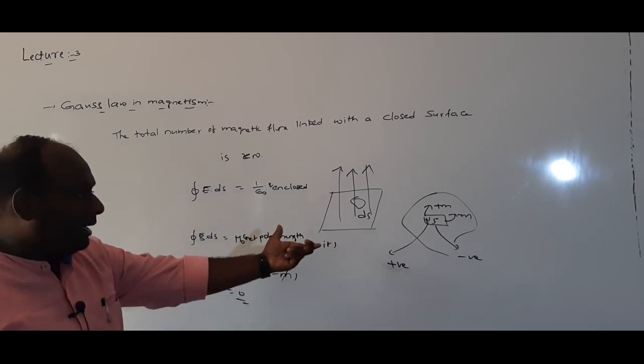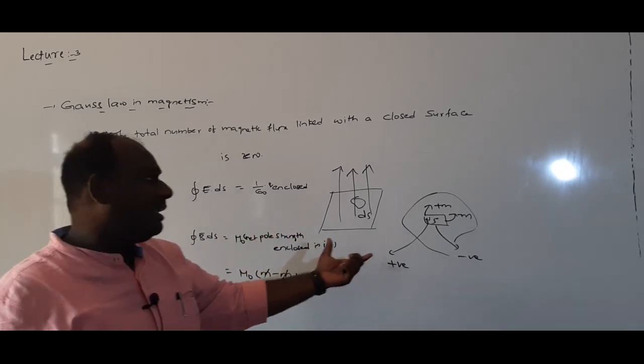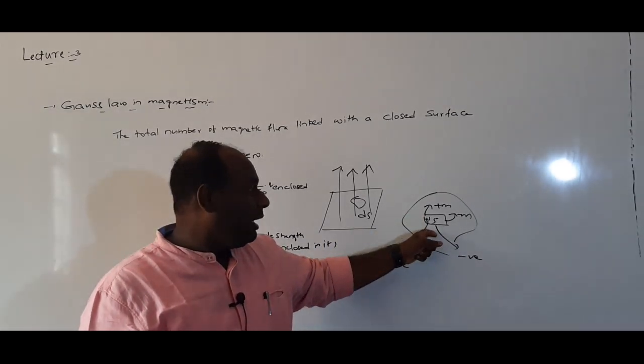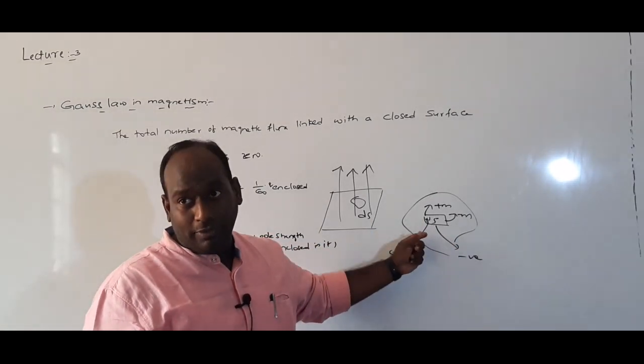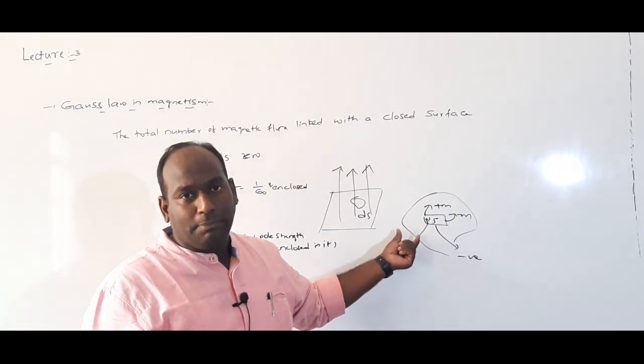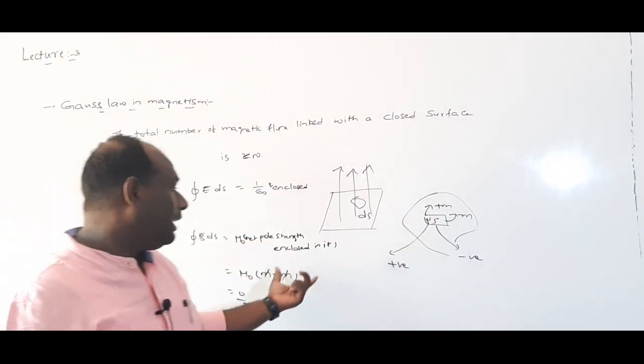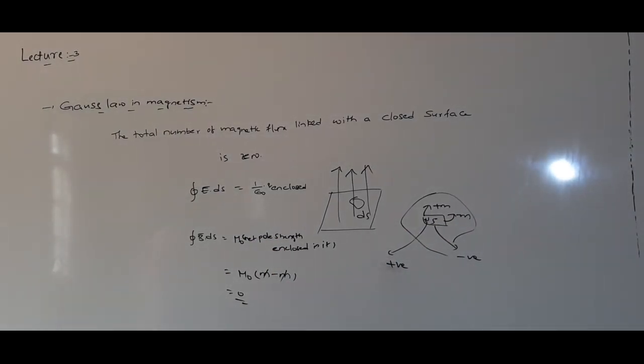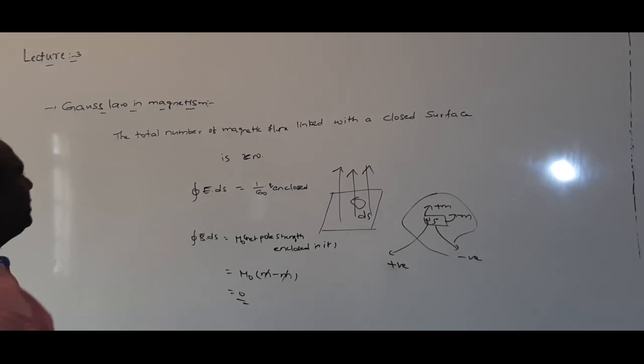If you consider a magnet in a closed surface, it has two poles, a positive pole and a negative pole. North pole is taken as positive, south pole is taken as negative. So, net pole strength becomes 0. As a result, net magnetic flux over a closed surface is 0. This is the statement of Gauss law.